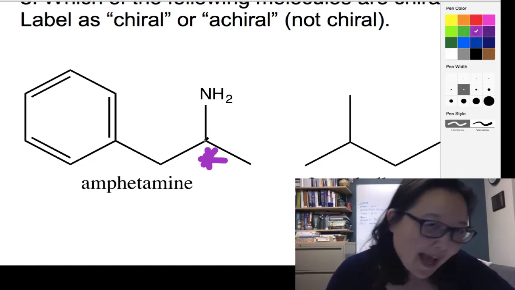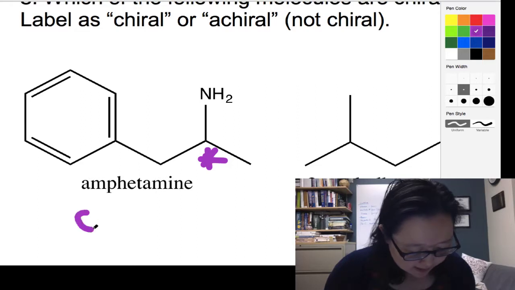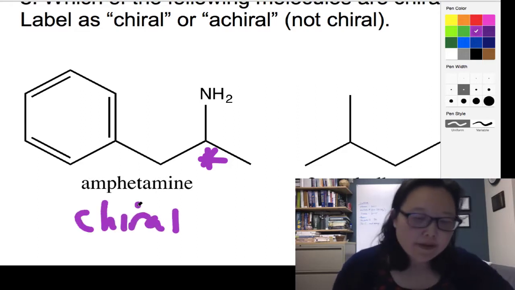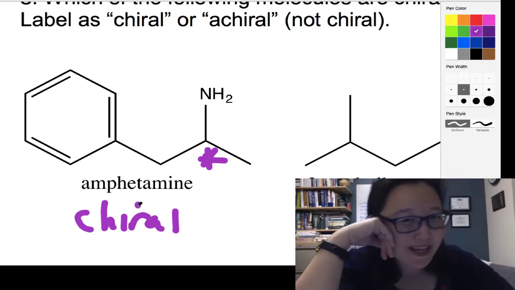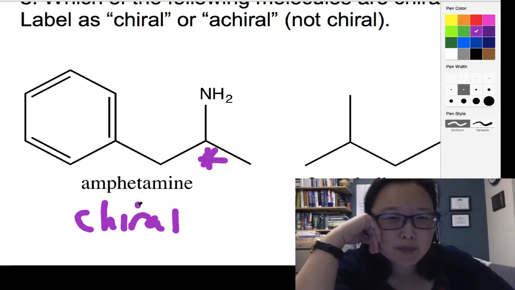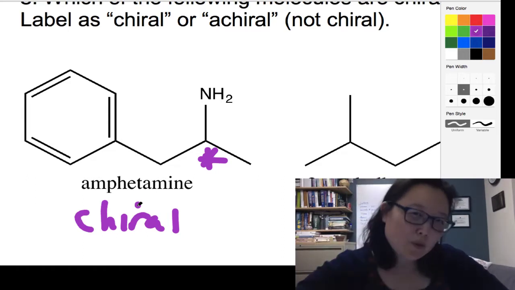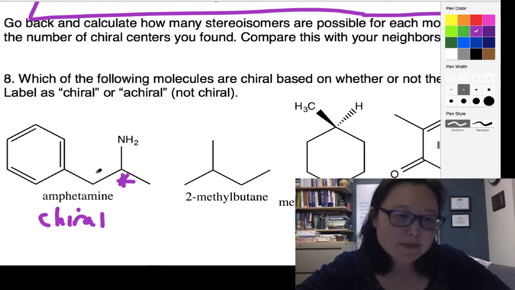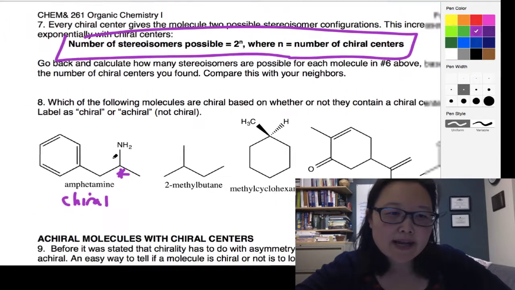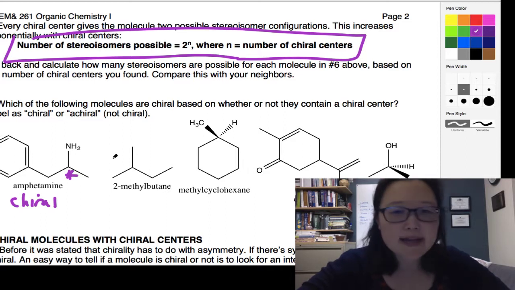So if we have a chiral center, we're likely to be a chiral molecule. So I'm going to put chiral here. Now there are going to be cases later where you can have chiral centers and be achiral, or not have any chiral centers and still be chiral, but we'll go over that later. For now, this is most likely to be chiral because it has a chiral center. So go ahead and try now using the term chiral if you see a chiral center and achiral if you don't.